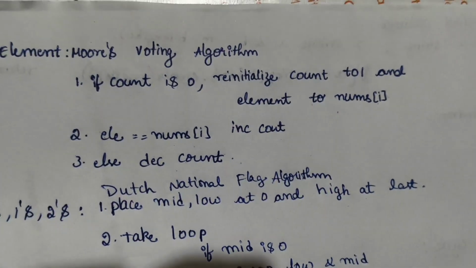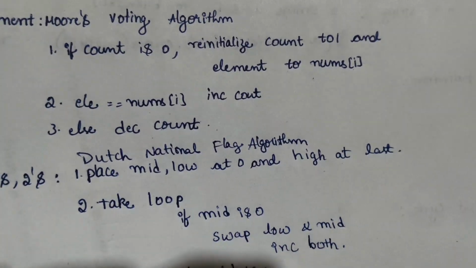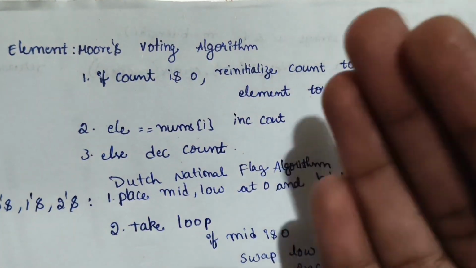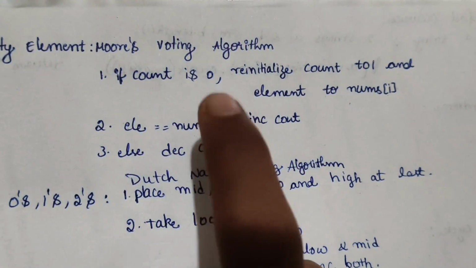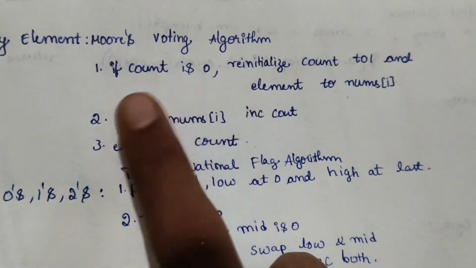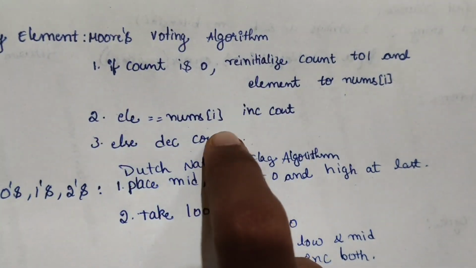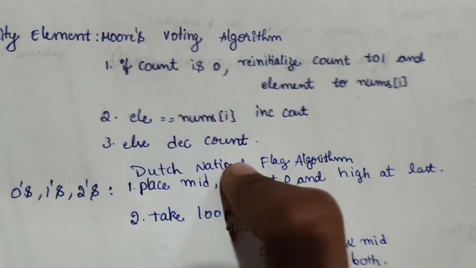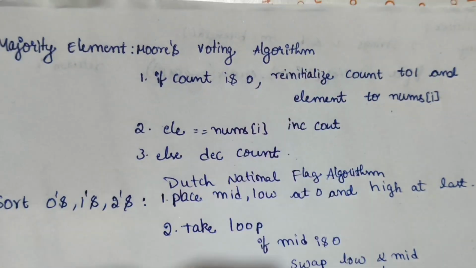So do you understand the three steps? The first one is, if the count becomes 0, we will reinitialize it to 1 and the element is reinitialized to another element here, and if the element is equal to the current element, we will increment the count, else we will decrement the count. This is Moore's voting algorithm.